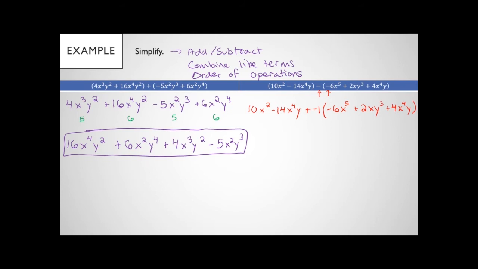So I need to distribute the negative 1 through before I can start combining things. So I need to multiply the negative 1 by everything in the parentheses. So everything in the parentheses is going to change sign there. So I have to multiply it 3 times.